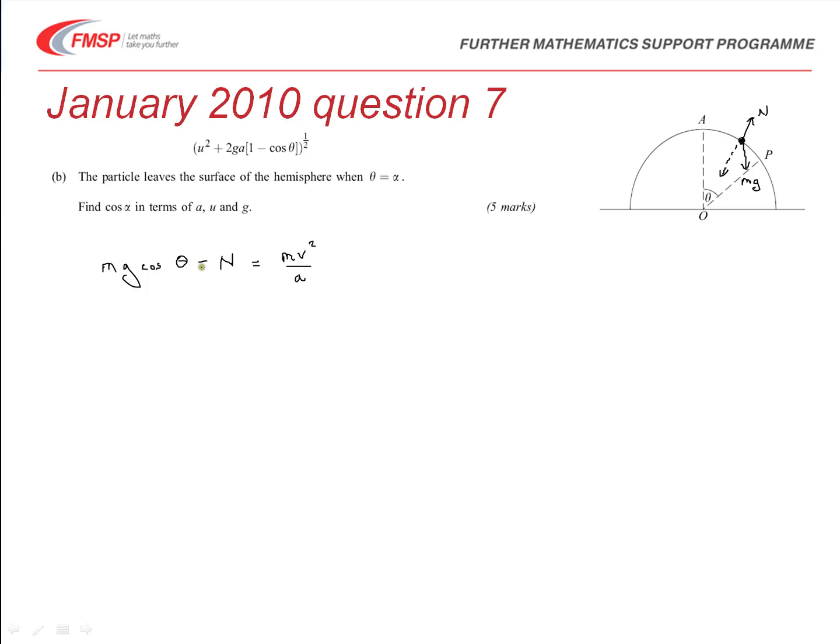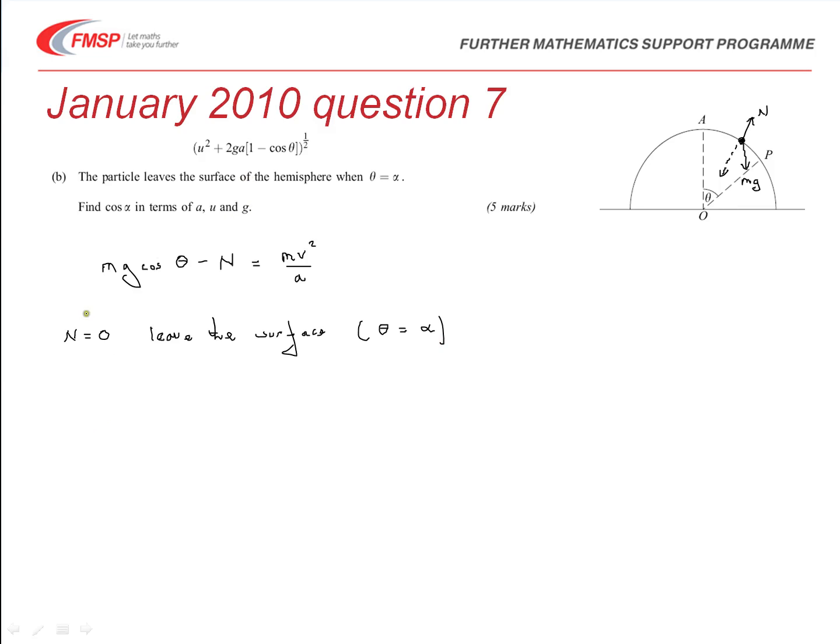Now, when will it leave contact? Well, N can never be negative. When N is equal to 0, that's the point at which it will leave the surface of the hemisphere. So when N is equal to 0, it will leave the surface, and that happens at the angle alpha. So that's at the point where theta is equal to this value, alpha.